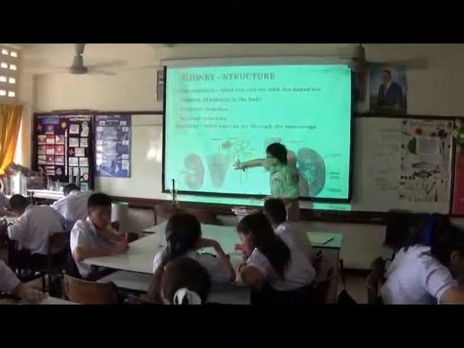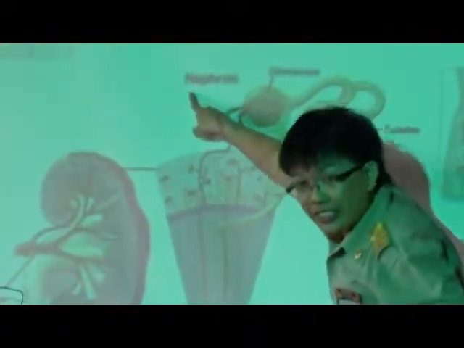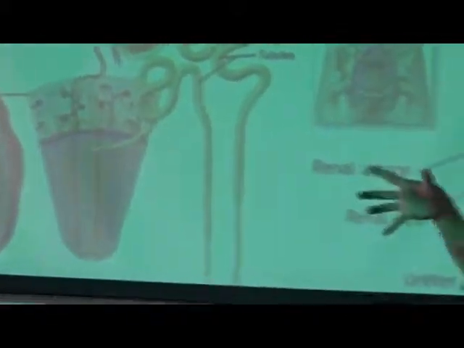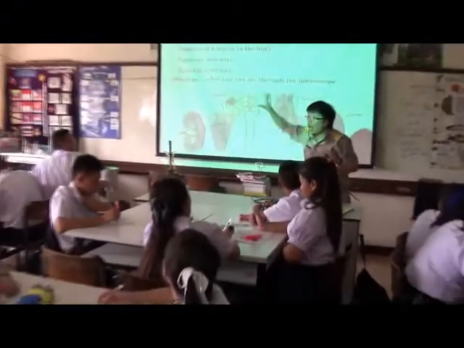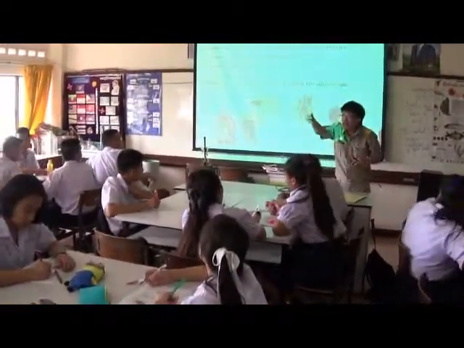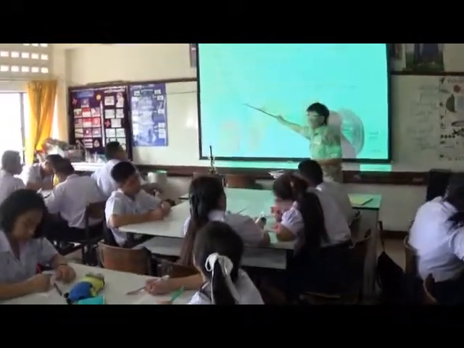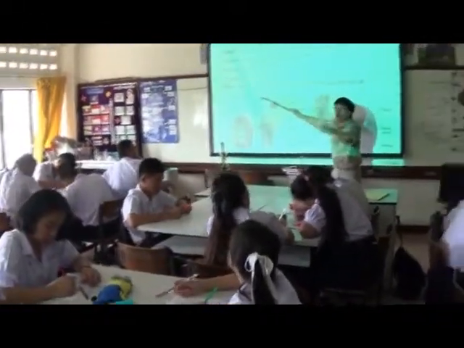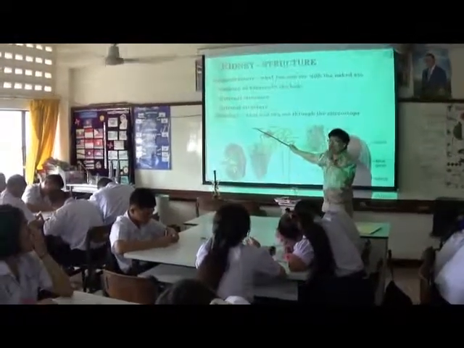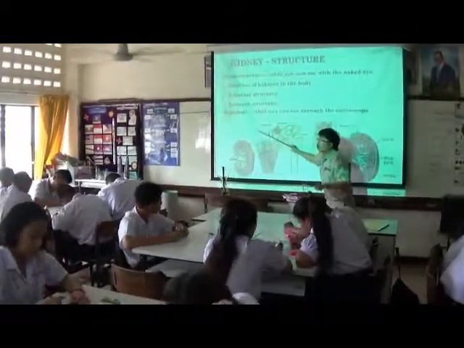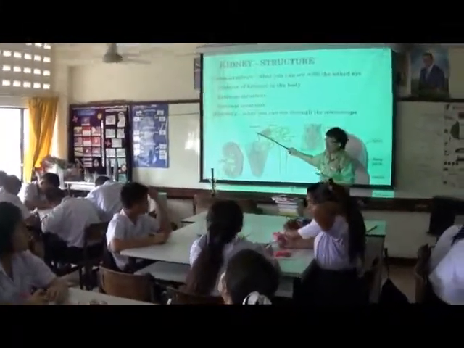Can you see this picture? Highlight this, nephron. Nephron, the small unit of kidney. Small unit of kidney. Very good. You can remember this: nephron is the small unit of kidney.